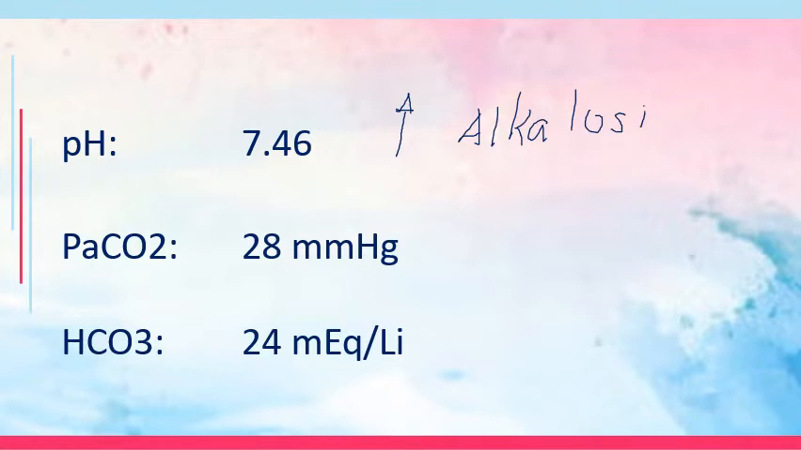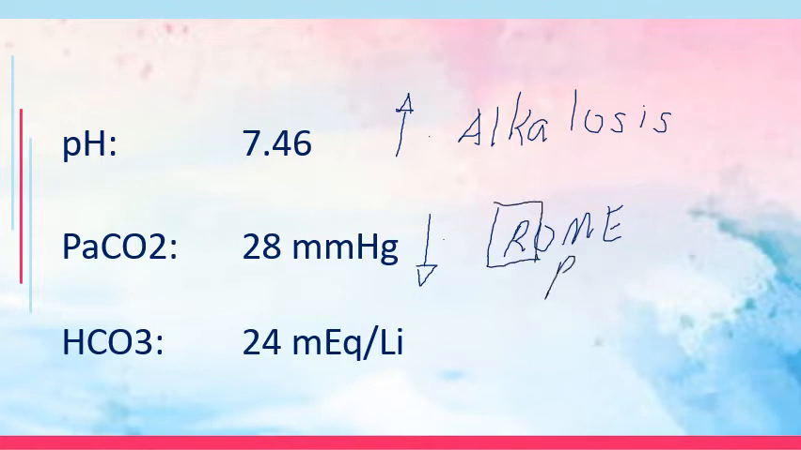Next, PaCO2. The PaCO2 normal value is 35 to 45. In this case, it's 28. Is it increase or decrease? This will be decrease. Now, it's about time for you to apply your ROME. Respiratory opposite, metabolic equal. Are the arrows opposite? Yes, it is. So this is a possible respiratory problem.